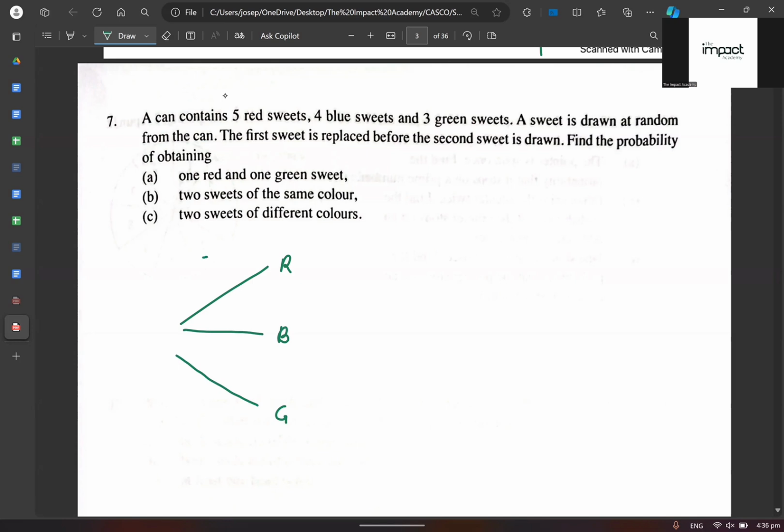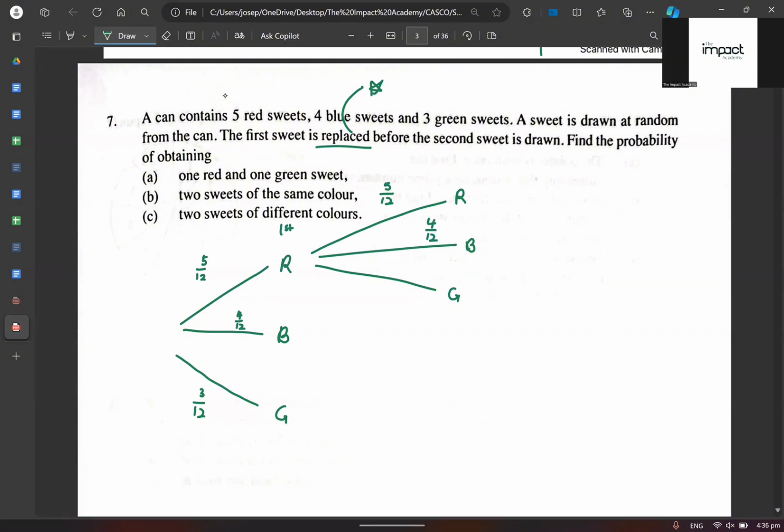Okay, so the first one is 5/12. Then we have 4/12, right? And then after that, the third one is 3/12, correct? Okay, so this is the first sweet. Then the second sweet, same thing. You want to draw your tree diagram, RBG again. First sweet is replaced, very important. That means my denominator must remain the same, right? Because I replace it, then no change. You understand what I'm saying?